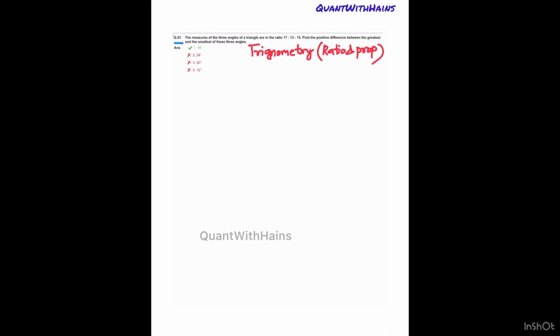Now coming to the 23rd question. It is a question of trigonometry, and a concept of ratio and proportion is also used here. It is given that the three angles of a triangle are in the ratio 17:13:15. They're asking for the positive difference between the greatest and the smallest of the three angles.